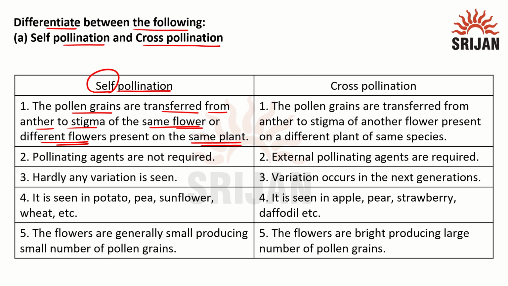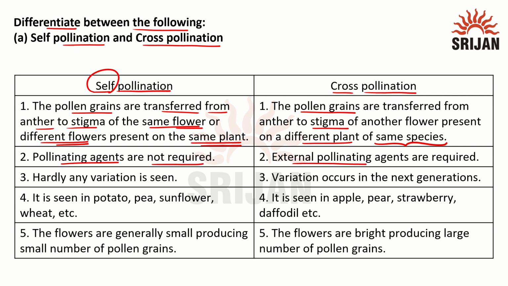On the other hand, we have cross-pollination, where pollination occurs between two different plants but has to be the same species. That is, a rose plant's pollen grains can fall on the rose plant's stigma, which is on a different plant but of the same species, that is the rose family. Second difference is, in self-pollination, pollinating agents are generally not required. In cross-pollination, we need an external agent. It could be air, wind, or insects, birds, etc.